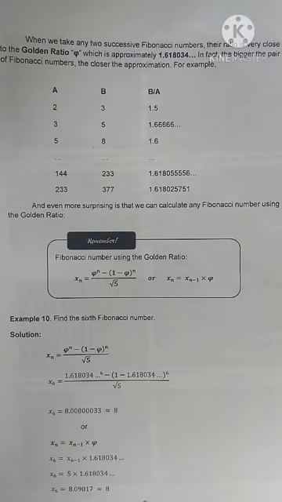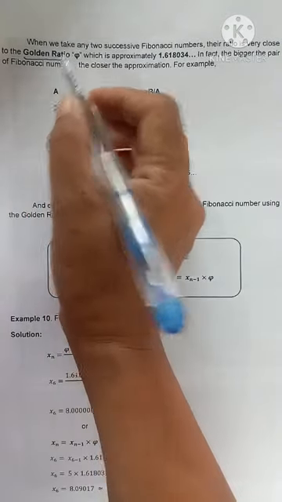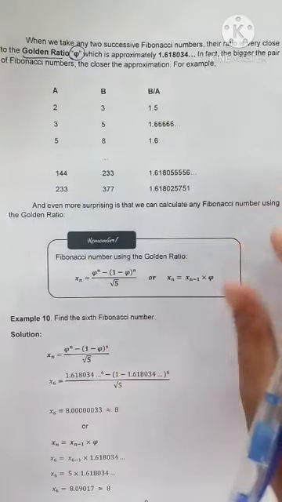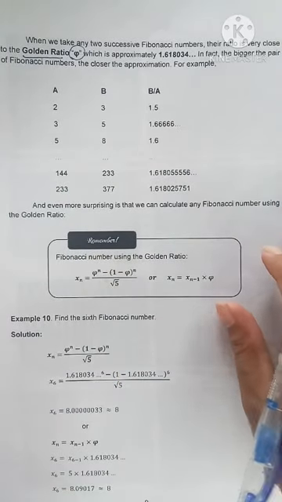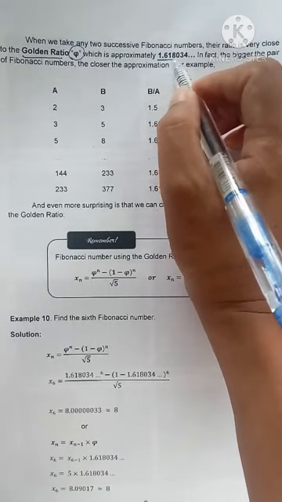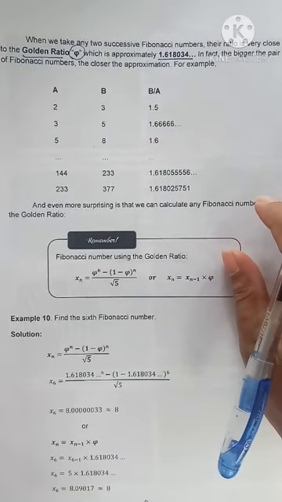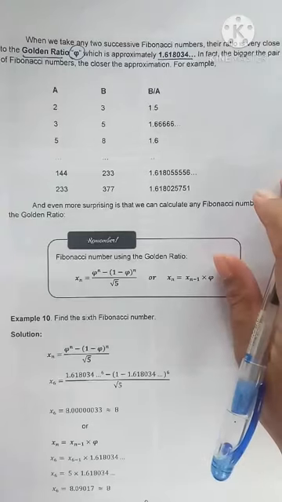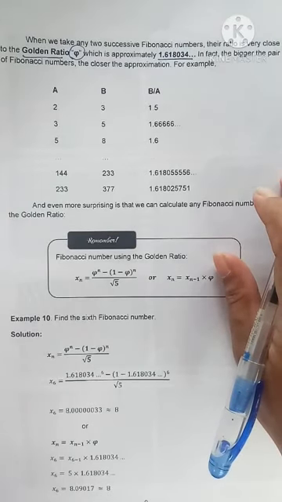Now let's move on to finding the Fibonacci number using the golden ratio. When we take any two successive Fibonacci numbers, the ratio is very close to the golden ratio. This is the symbol for the golden ratio, which is approximately 1.618034, and so on and so forth. In fact, the bigger the pair of Fibonacci numbers, the closer the approximation is.